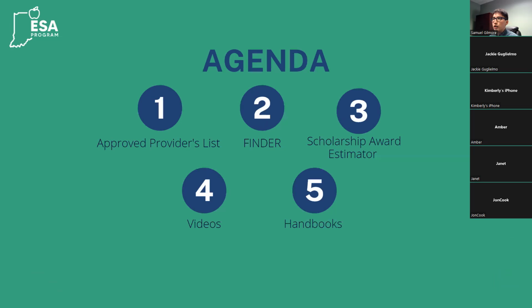So now moving into the rest of the presentation, our agenda, we're going to be covering 5 main topics from our website: the approved providers list, the Finder resource, our scholarship award estimator, our videos, and then our handbooks.